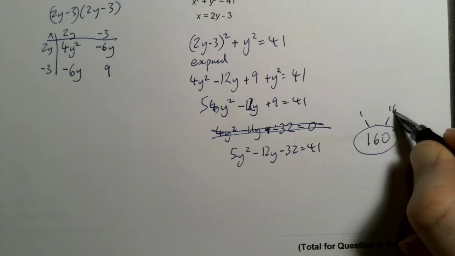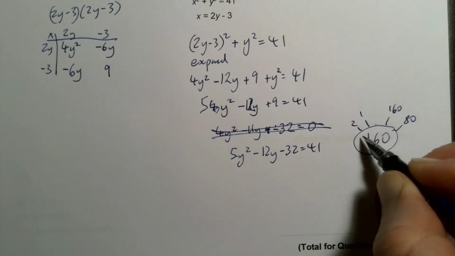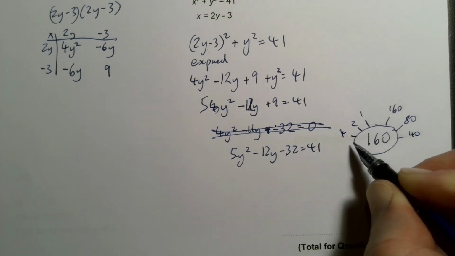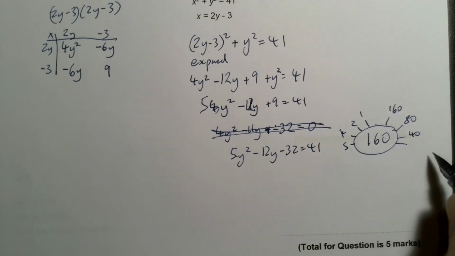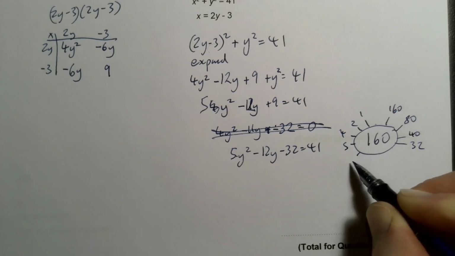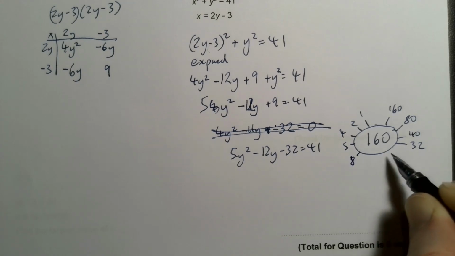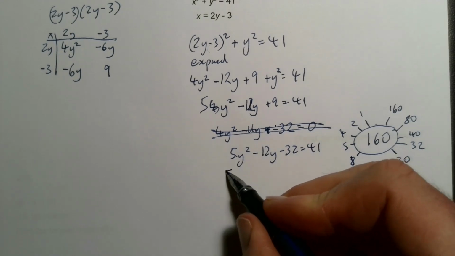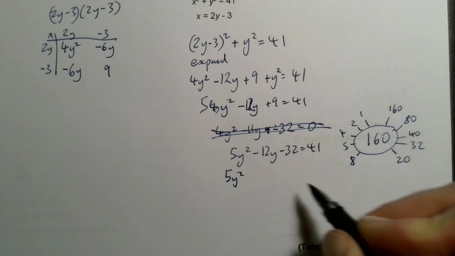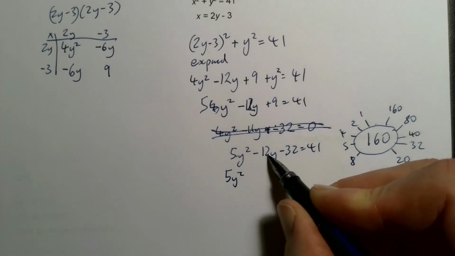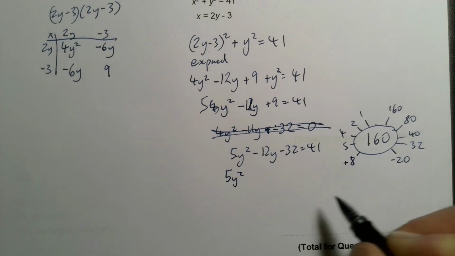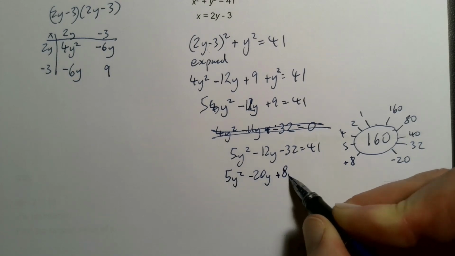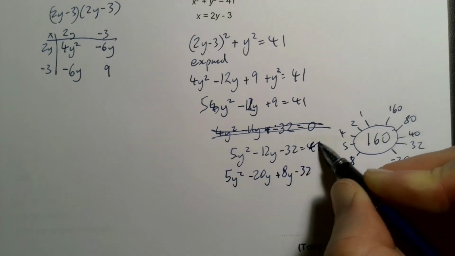So what have we got? 1 and 160, we've got 2 and 80, 3 doesn't, 4 does, 4 goes in 40 times, 5 does, 32 times, difference between those isn't enough yet, 6 doesn't go in, 8 goes in 20 times. And the difference between 8 and 20 is 12. So then I'm going to rewrite this, that's 5y squared, and we want it to be negative, so we want the bigger one to be negative and the smaller one to be positive. Take 20y plus 8y, take 32, equals 41, equals 0.